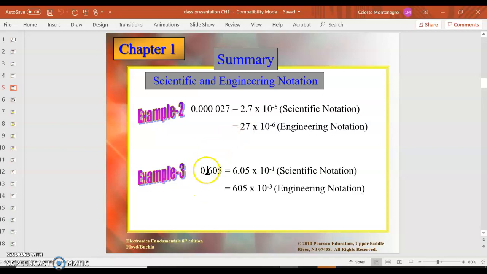Another example here, when we are asked to write something in scientific and engineering notation, keep in mind that a non-zero value has to be before the decimal point, okay? Here's a nice example. We see 6.05 to the power of negative 1 in scientific notation. Yes, it sounds better than 0.605, but if you write it in engineering notation and you write 605 to the power of negative 3, it just sounds better. Easy to remember, easy to manage.